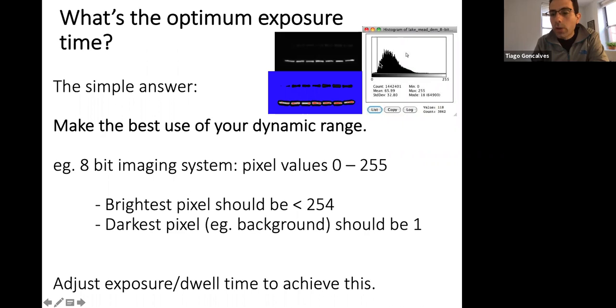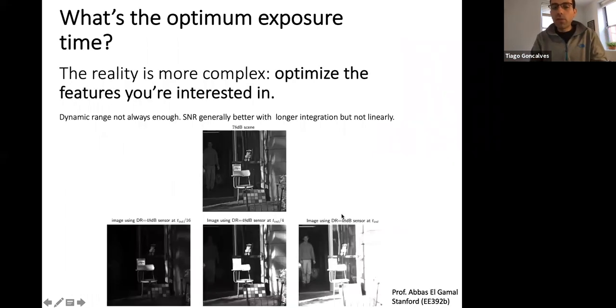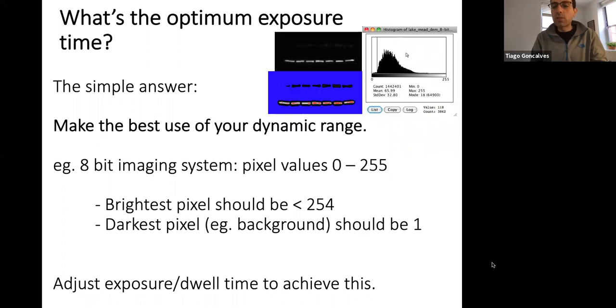Now, what you see here is that your signal kind of starts kicking in, not quite at 0, but a little bit after 0, and you have very little stuff that is at 255. But what you want to do is really have your brightest pixel be 254, and your darkest pixel be 1, and then you use this to optimal effect, right? Using the whole range of values that you can use. And then you adjust your exposure or dwell time to achieve this.